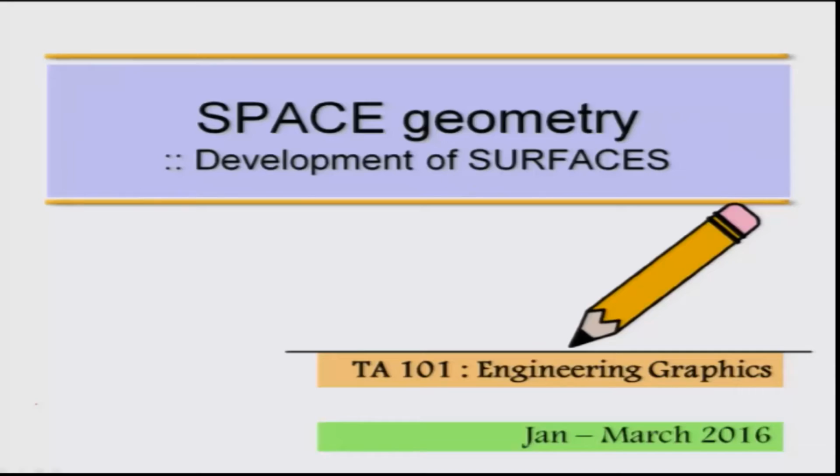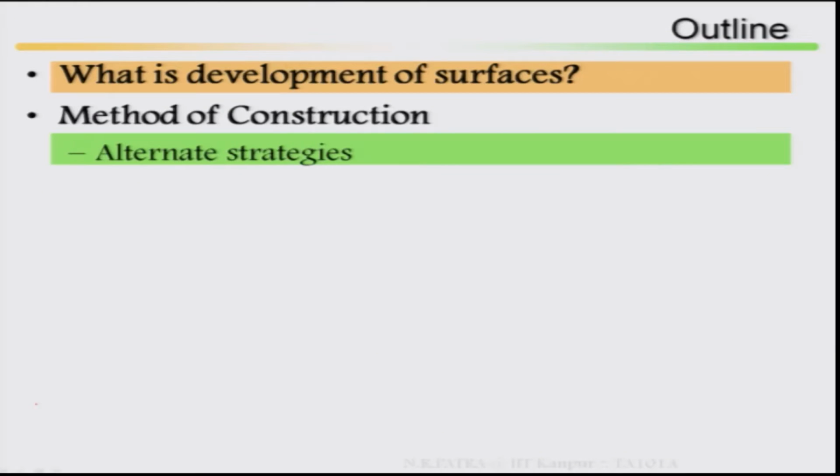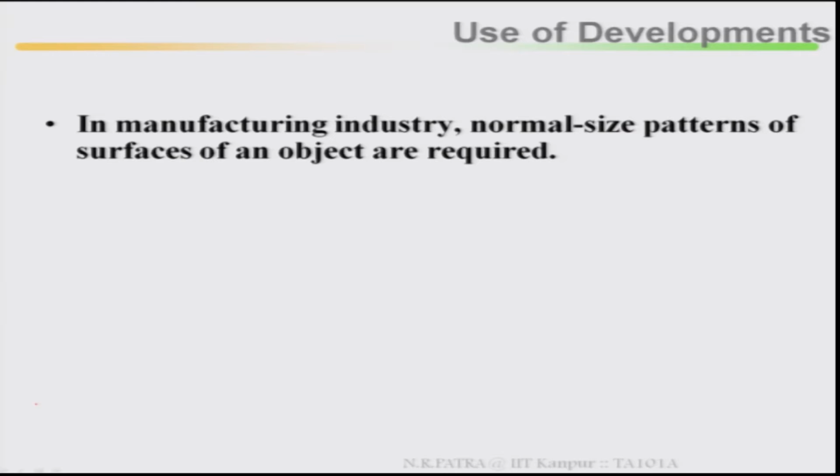So, we are at the last phase of this course, space geometry, development of surfaces. Now, the outline: what is development of surface, method of constructions and alternative strategy. Now, use of developments in manufacturing industry: normal size pattern of a surface of an object as required.